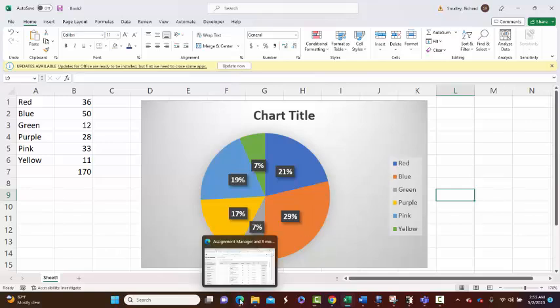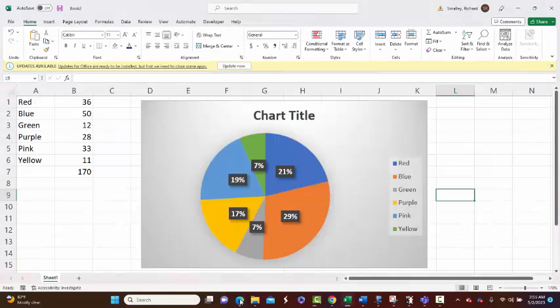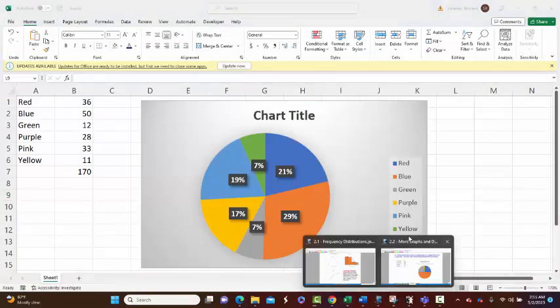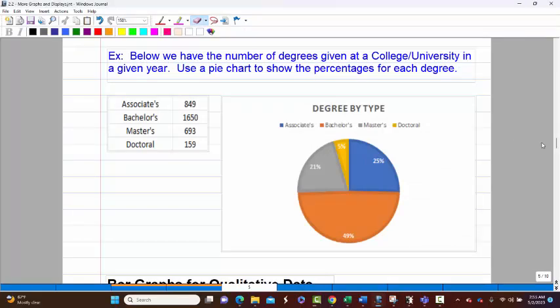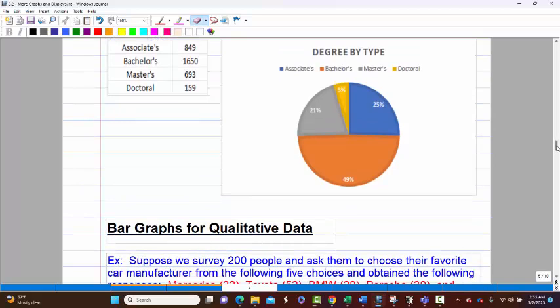The idea is no one's expecting you to become an Excel wizard by any means. I'm just going to show you what you need for this class. We'll be doing some interesting, helpful stuff with it later. This one showed the percentages for this thing by degrees here or whatever.